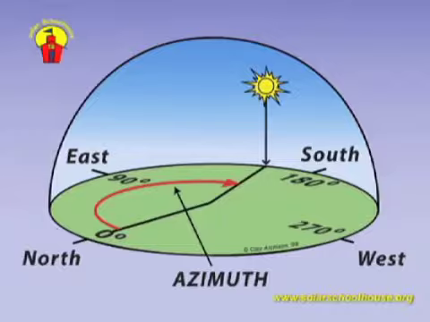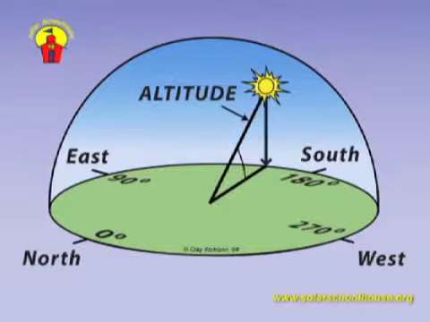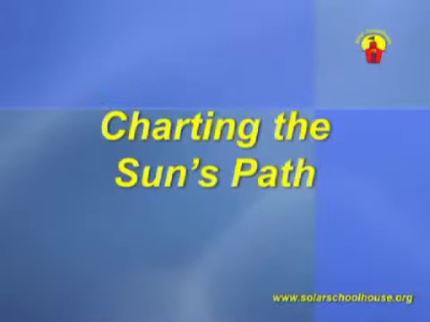A plumb line drawn from the sun to the horizon intersects a specific degree on a compass rose. This angle is a measure of the sun's azimuth. We also need to know the sun's altitude, or vertical angle, its angular height above the horizon. The combination of azimuth and altitude describes a specific spot on the sky dome. We can use these same two measurements to describe the real sun's position in the actual sky.